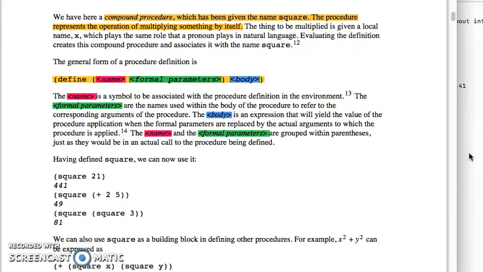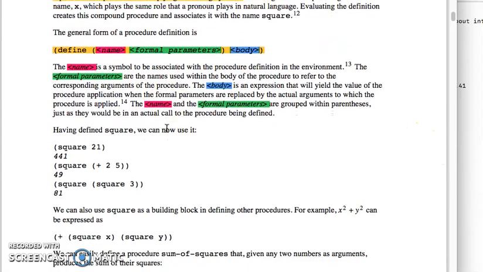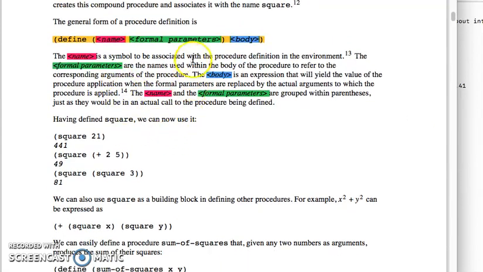The general form of a procedure definition is define, a name, formal parameters in parentheses, and then the body. The name is a symbol to be associated with the procedure definition in the environment. The formal parameters are the names used within the body of the procedure to refer to the corresponding arguments of the procedure. The body is an expression that will yield the value of the procedure application when the formal parameters are replaced with the actual arguments to which the procedure is applied. The name and formal parameters are grouped within parentheses, just as they would be in an actual call to the procedure being defined. Having defined square, we can now use it.